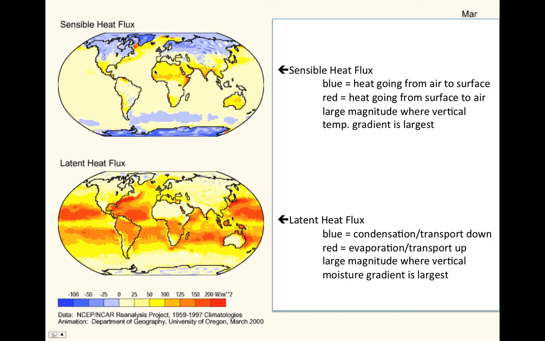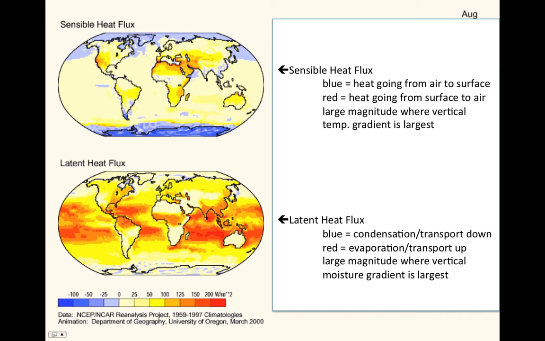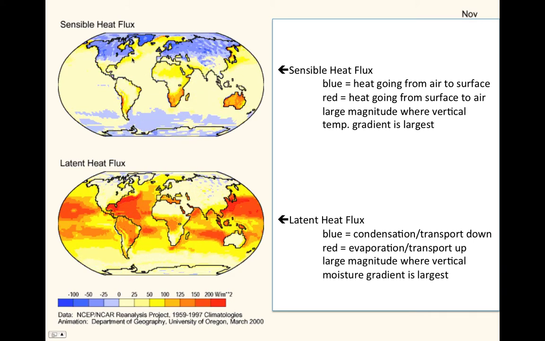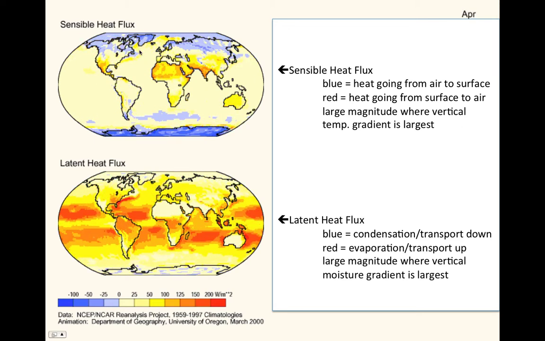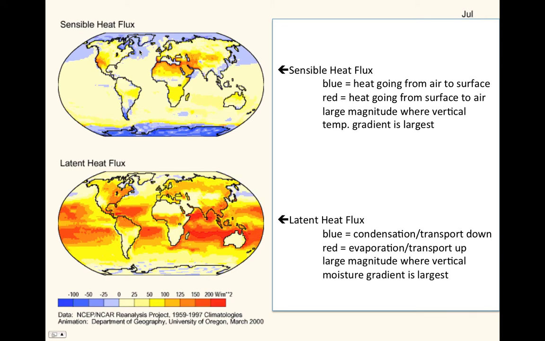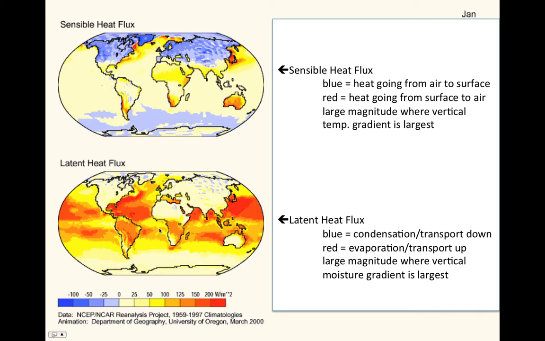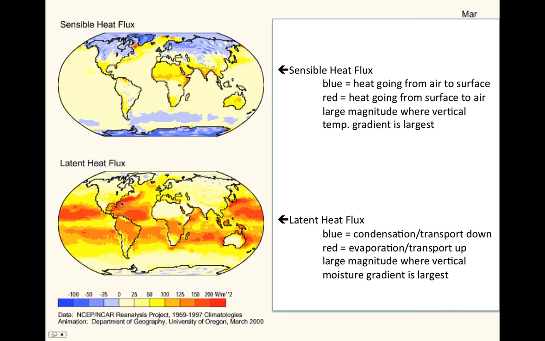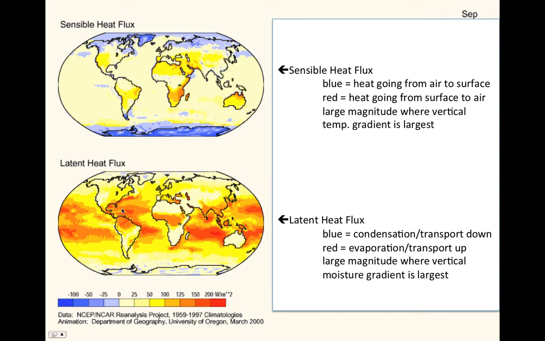The other thing that's interesting here, in the wintertime in the northern hemisphere, you can clearly see that the Gulf Stream, which is a warm current along the east coast of the United States, is giving a whole lot of sensible heat to the overlying atmosphere, especially during the winter when the atmosphere is cold. The latent heat component here, you can also see there's a lot of evaporation that occurs off that same Gulf Stream off the east coast of the US.